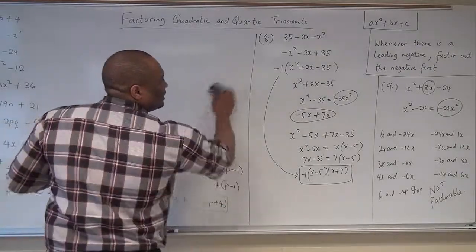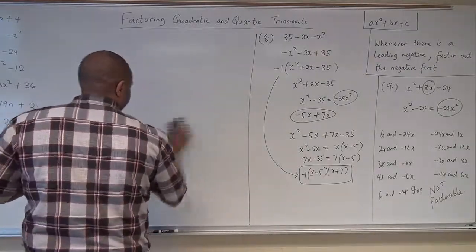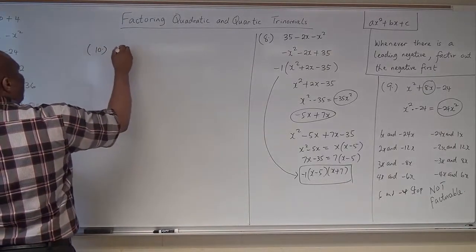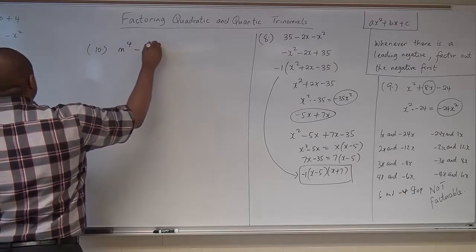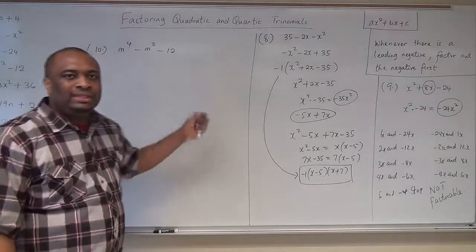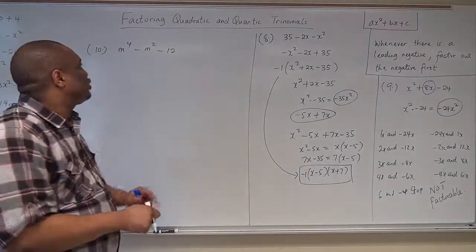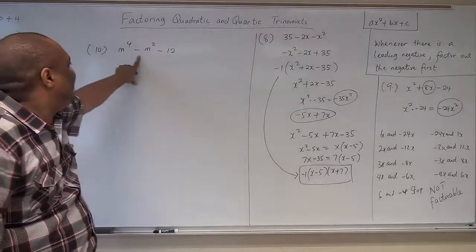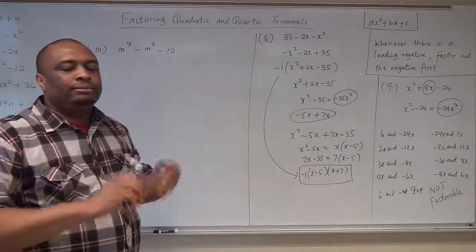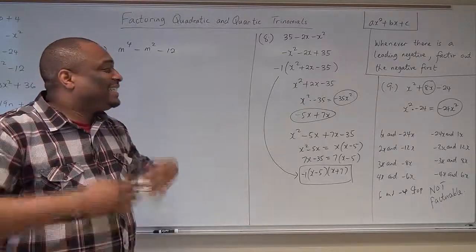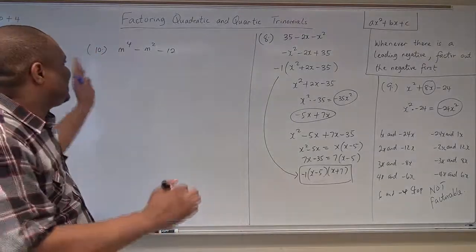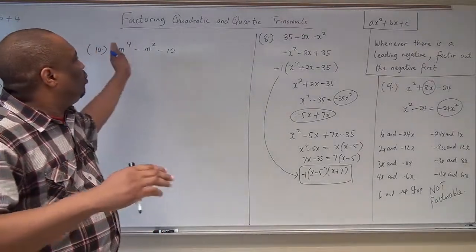Next question is question 10. We're coming there. Here we have m4 minus m squared minus 12. Alright, this is now a quartic trinomial, because the highest exponent is 4. But when you say quartic trinomial, don't be scared. It is the same principle, the same method. Okay? The only thing is that we have to follow it.